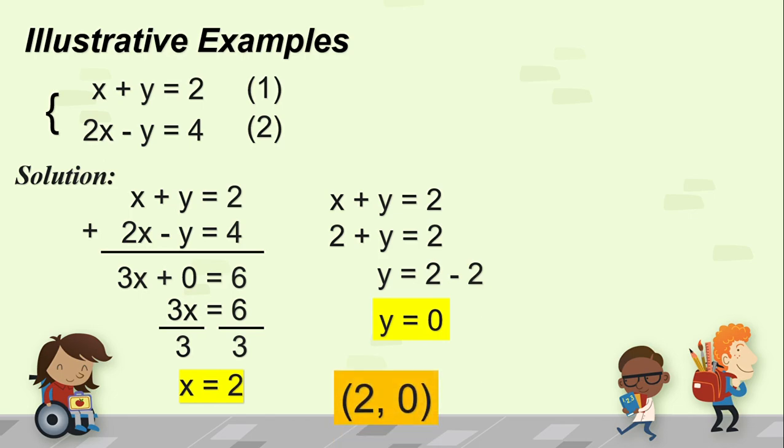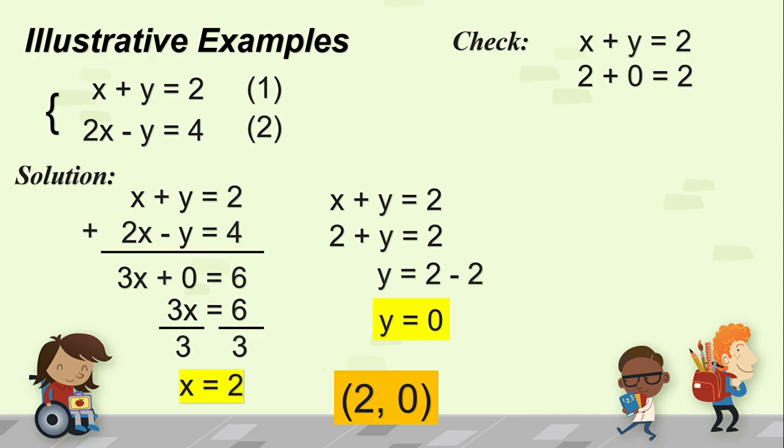So now, let's check if our solution 2 and 0 is correct. Let's use our first equation, which is x plus y is equal to 2. And after that, let's substitute the value of our x, which is 2, and the value of our y, which is 0.